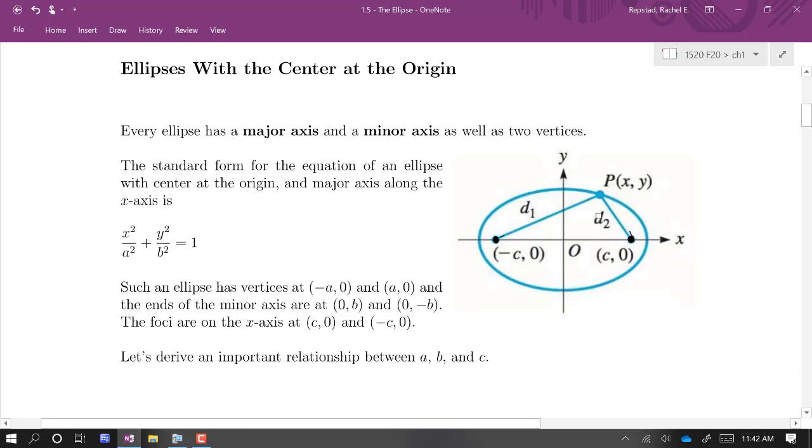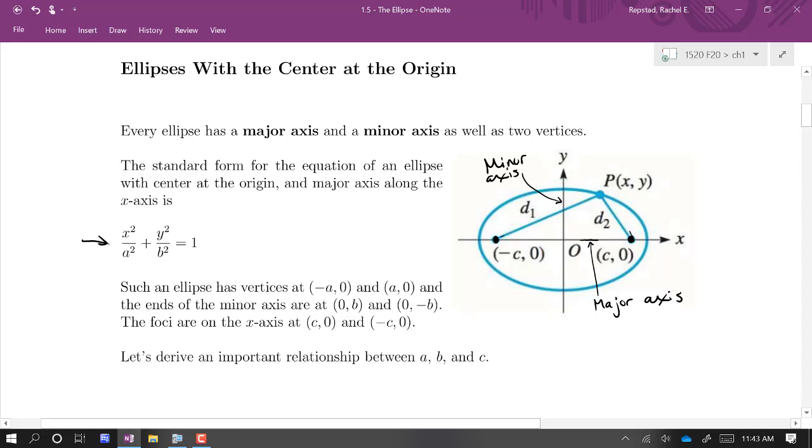Now, we're going to start with ellipses that have their center at the origin, and then we'll move out to a center located elsewhere. But if the center is at the origin, then an ellipse will have an equation that looks like this: x squared over a squared plus y squared over b squared equals 1. Now, this ellipse that we're looking at is oriented horizontally. That's the long axis, so we call this the major axis. And then here, this is the minor axis.